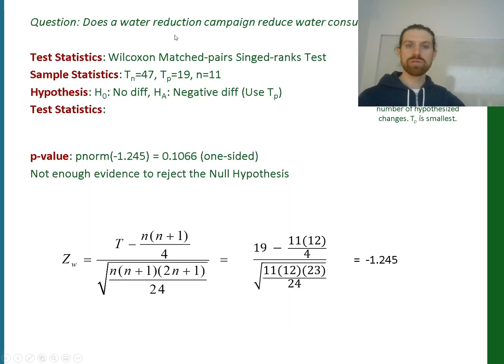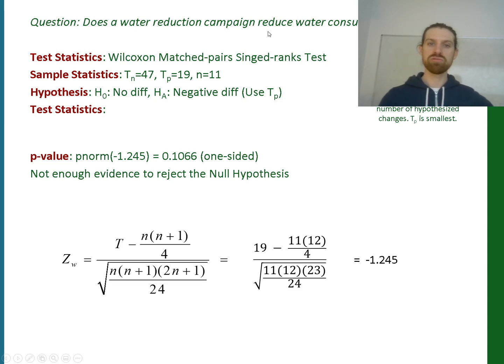So, does a water reduction campaign reduce water consumption? The key part in this question is reduce, because it means we're going to be expecting a reduction in consumption, and therefore we're using a one-sided, one-tailed test. We're going to use the Wilcoxon matched pairs signed ranks test because we know that this is non-parametric data, and we want to be able to compare before and after this intervention.